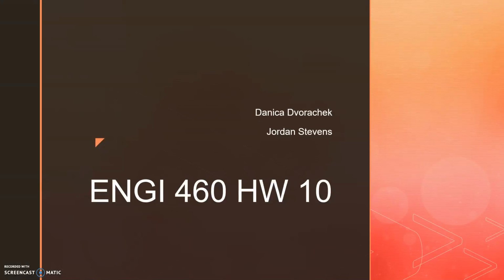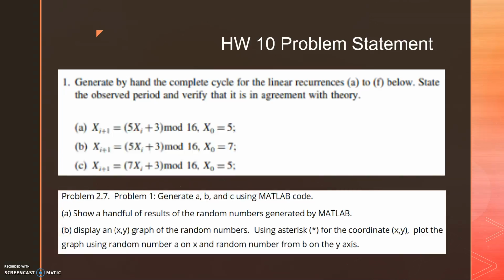We are here to record homework 10 for our Engineering 460 Monte Carlo class. The problem statement for this homework is from our book, and the book problem says, generate by hand the complete cycle for the linear recurrences A to F below. State the observed period and verify that it is in agreement with theory. So you can see these here.